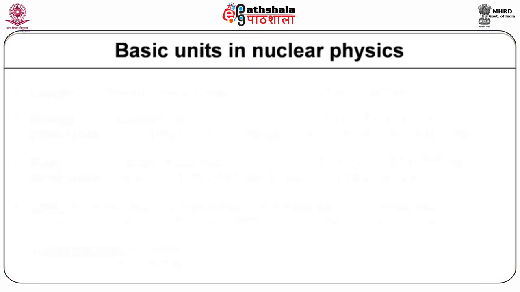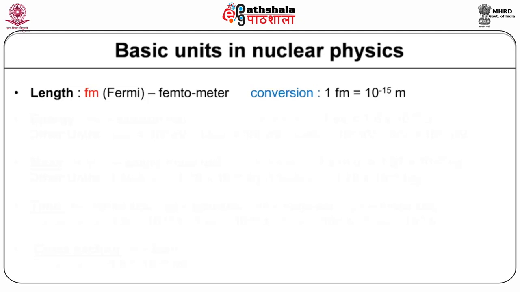Basic units in nuclear physics. Now, so far we have understood that nuclear physics is important and we need to study it for a variety of reasons. Since we need to measure various properties of nuclei, in order to define those properties in terms of sensible numbers, we use a set of basic units. For example, lengths in nuclear physics are defined in terms of Fermi or femtometer, because the size of the nucleus is of the order of femtometer.